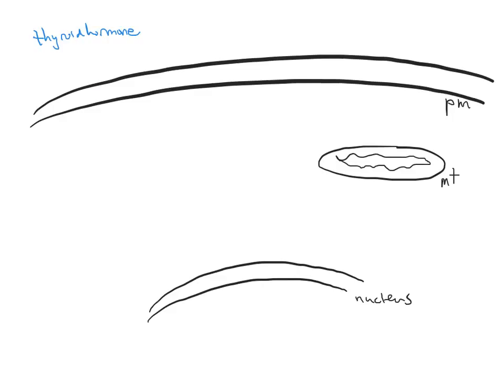I'll abbreviate it MT. Now, thyroid hormone actually is not a lipid-soluble hormone, but there are special channels that actually bring thyroid hormone into the target cell. So thyroid hormone does, in fact, cross the plasma membrane, but it has to pass through these little channels.